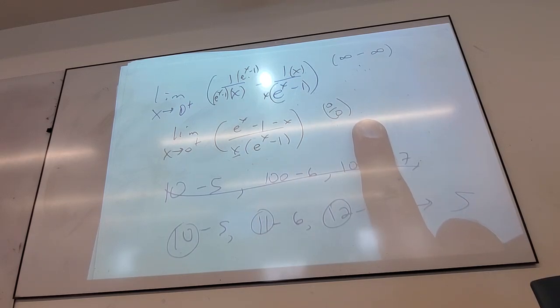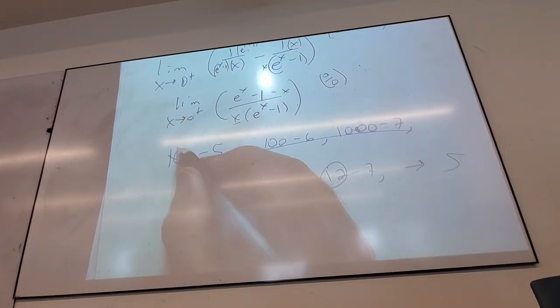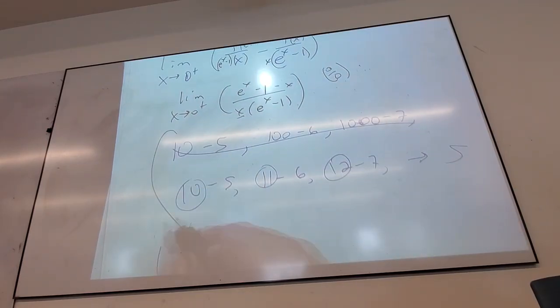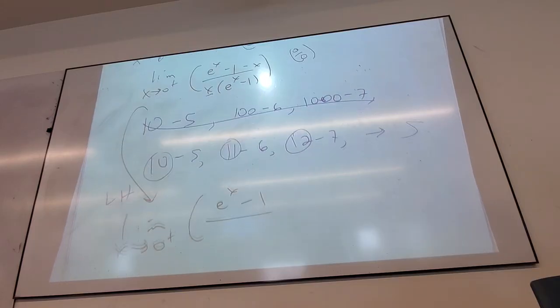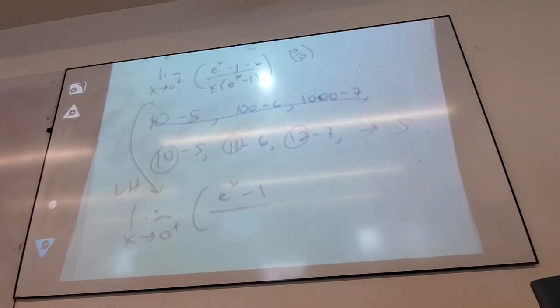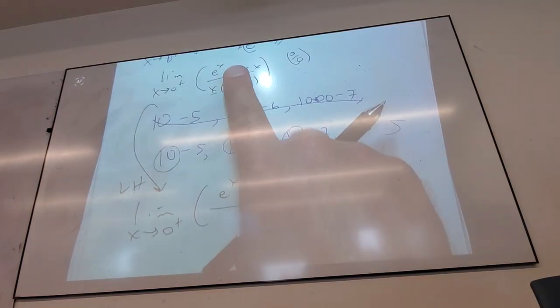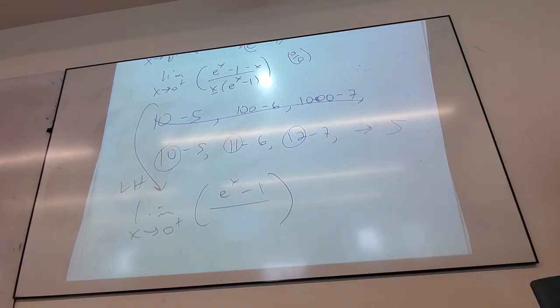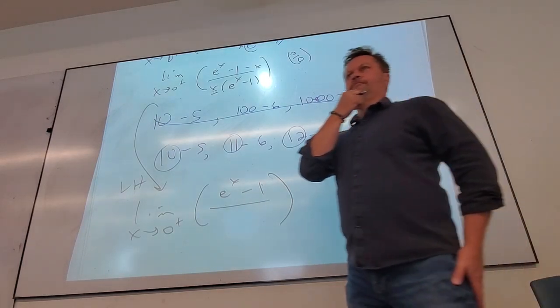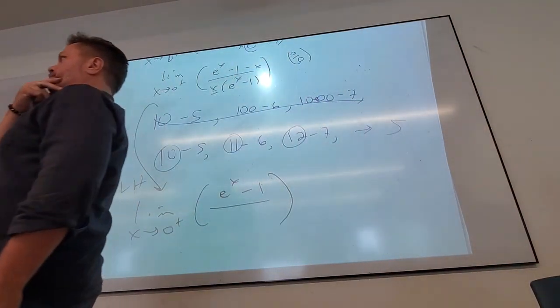So what can I do now? I can use L'Hopital. L'Hopital. Here, I'll do the top. Now you guys do the bottom. Is that cool? Derivative of e to the x is e to the x, derivative of negative 1 is 0, derivative of negative x is negative 1. So what do you have to do on the bottom? Product rule.